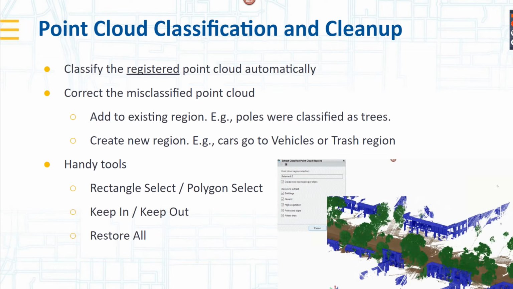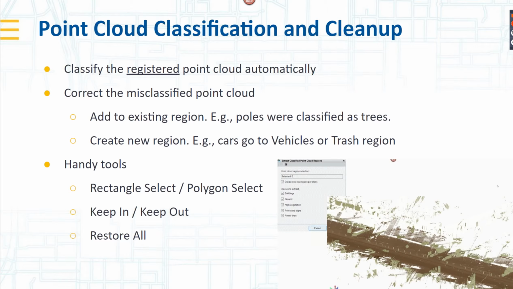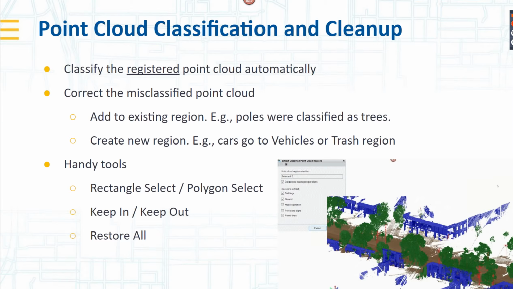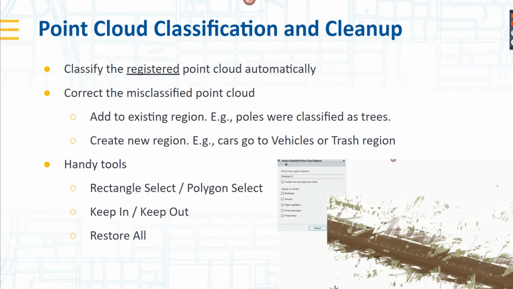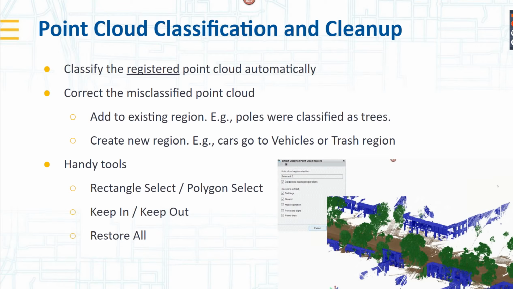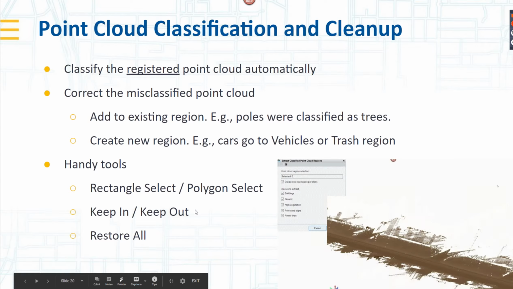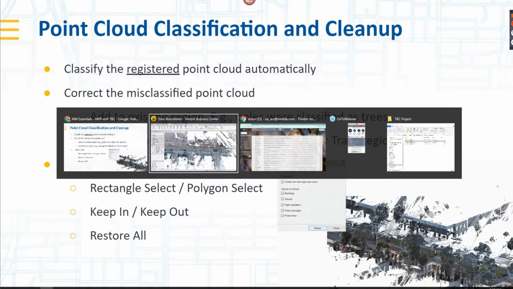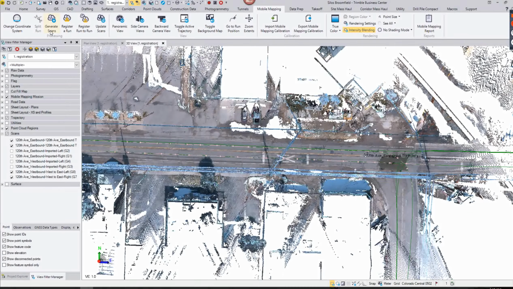In TBC, you can always add the misclassified point cloud to the correct region, or you can create any region you want and add those point clouds to those new regions. Some handy tools I want to mention are the rectangle select or polygon select tool and the keep in, keep out tool. Again, let's jump into TBC and show you the result.